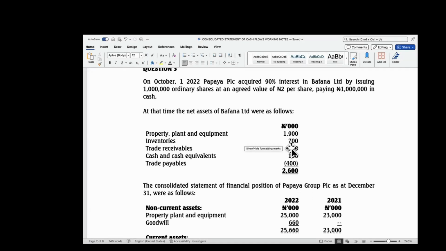This 660, how was it determined? Sir, it is the normal way. If we acquire a new subsidiary, sir, we calculate the goodwill of this subsidiary. So it is the normal way we have it, sir, the 660.